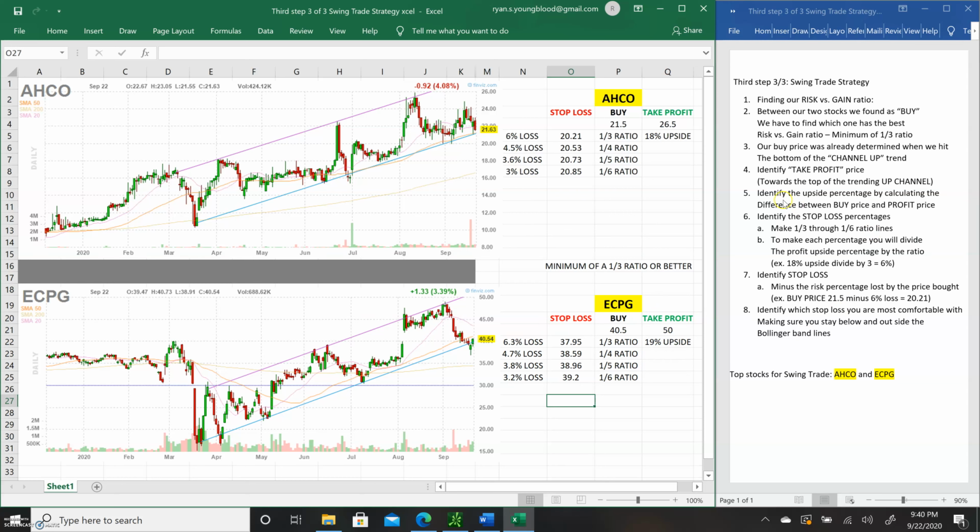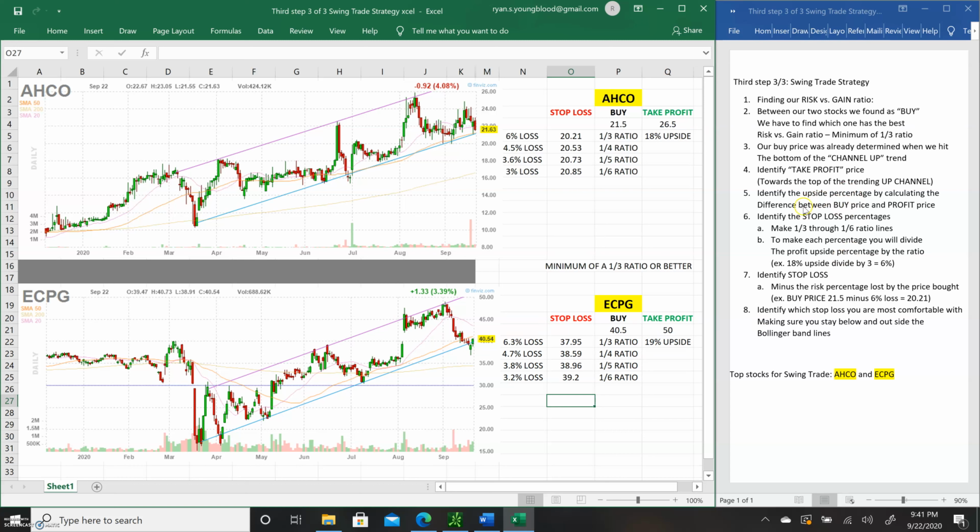Okay. Then we're going to identify the upside percentage by calculating the difference between buy price and profit price. So the upside percentage is right here. I already calculated it for you guys here. 18% upside. And here, 19% upside. So how we evaluated that is you take the difference between the buy and take profit price to find your upside percentage. Okay, same thing here. 40.50, difference is 19% upside.